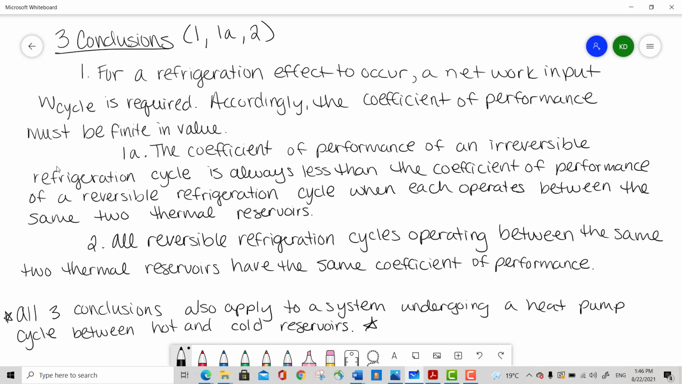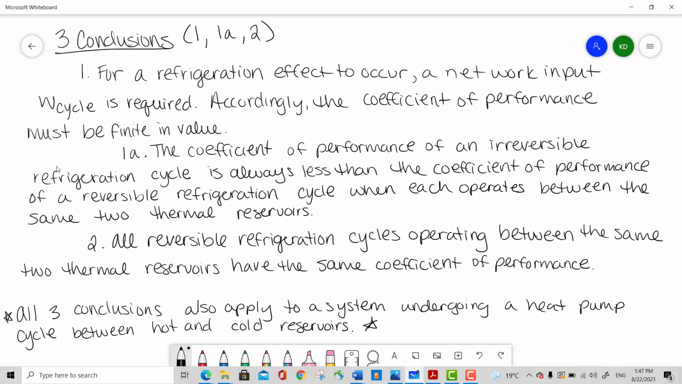So 1, for a refrigeration effect to occur, a net work input to the cycle is required. Accordingly, the coefficient of performance must be finite in value. So let's just briefly go over what the coefficient of performance is. It is the ratio of useful heating or cooling provided to work required.